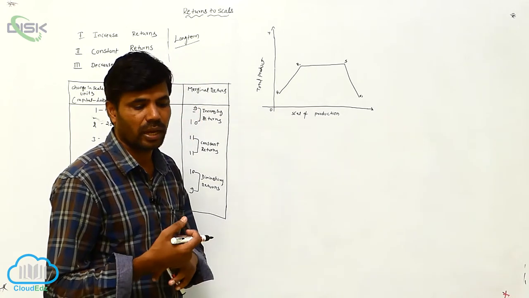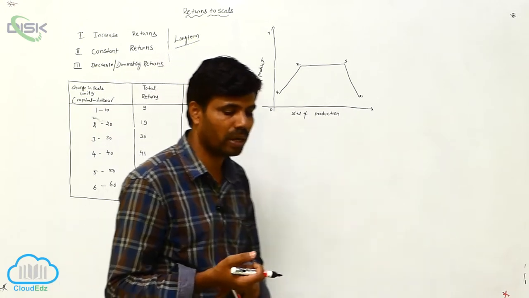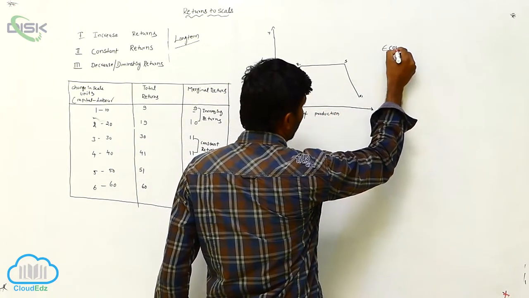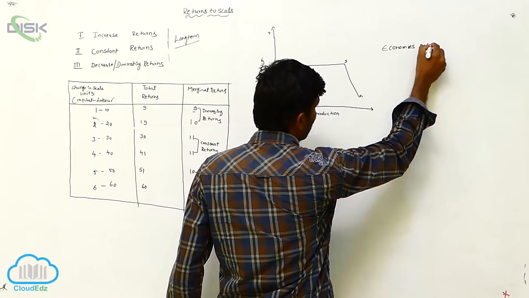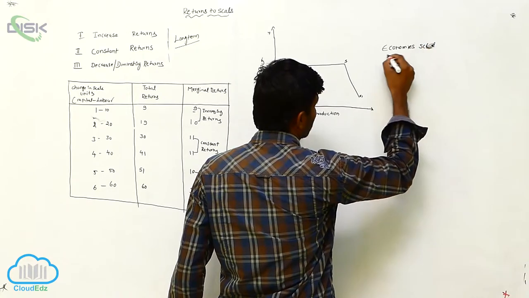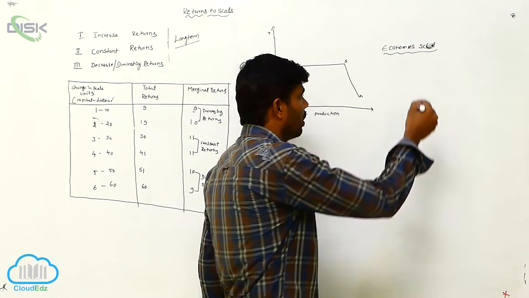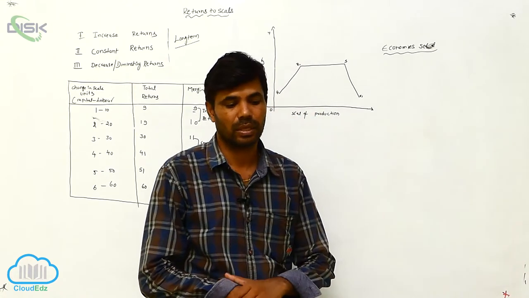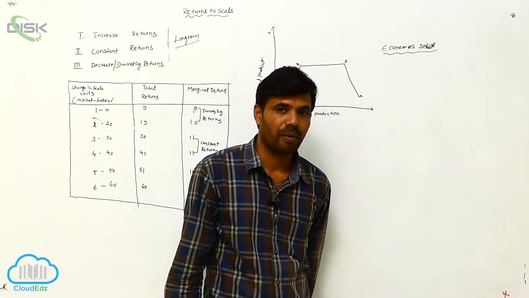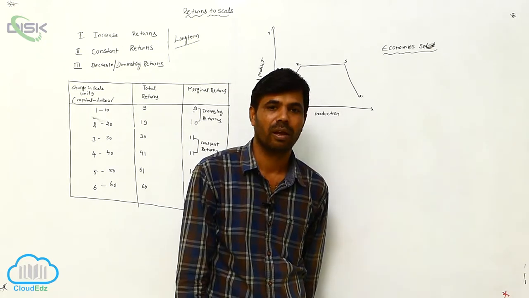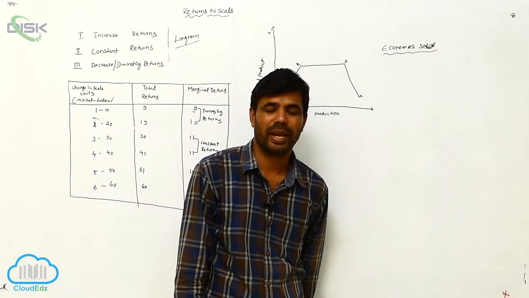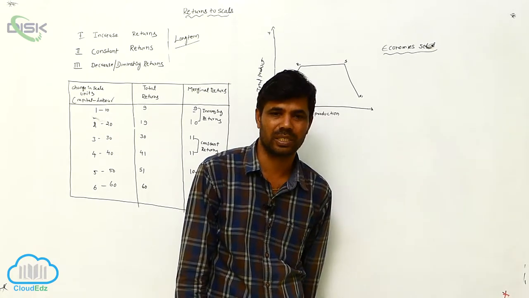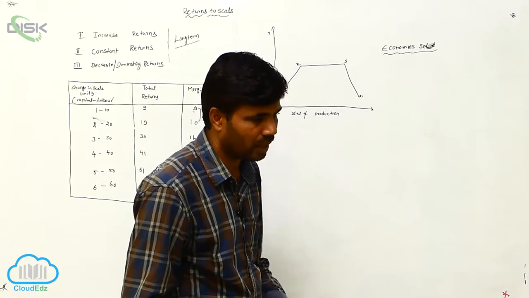So next topic is economies of scale. What do you mean by economies of scale? The economy is large scale production to be grouped under the heading. There are two types of economies, namely internal economies and external economies. Internal and external economies. Now we are going to discuss internal economies.